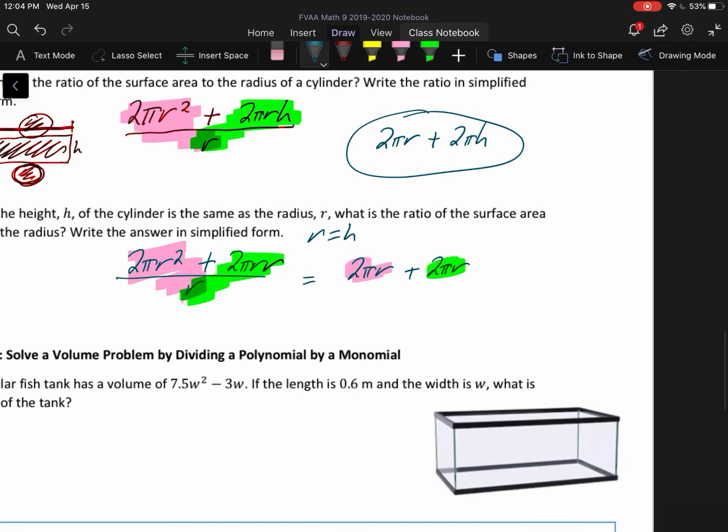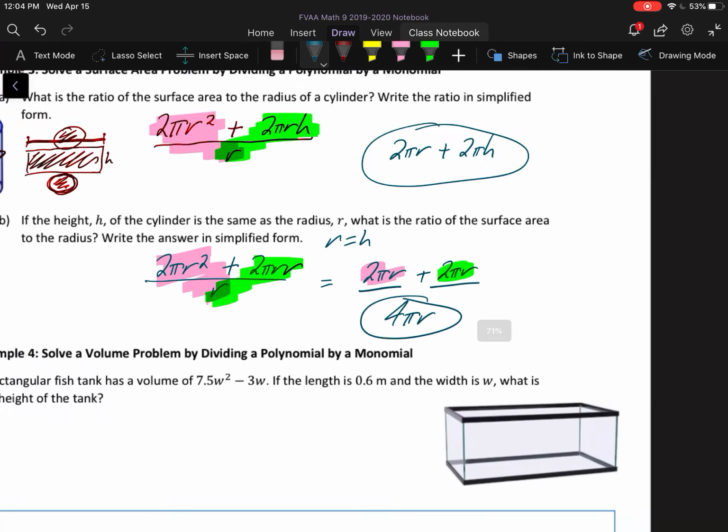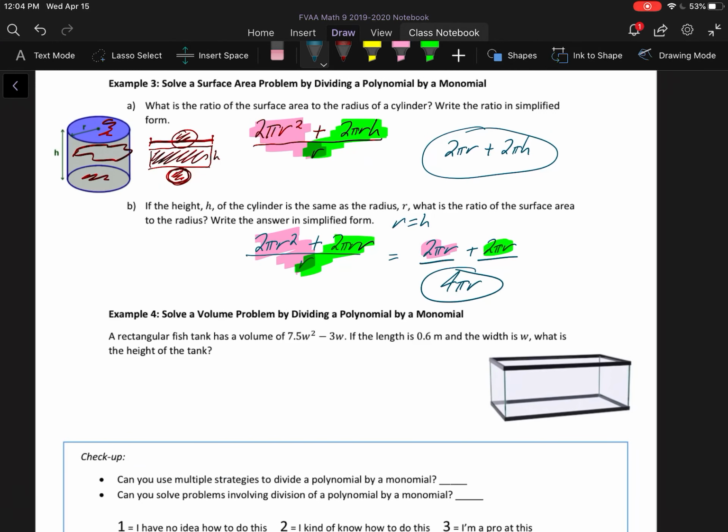Now here, notice that these are like terms, so I can add these together. Okay, these are like terms. So I can add the coefficients of the like terms because they both have pi and they both have r. So 2 plus 2 would give me 4 pi r as my final answer. Okay, so they just wanted you to set up like terms and be able to simplify that extra step for that problem.